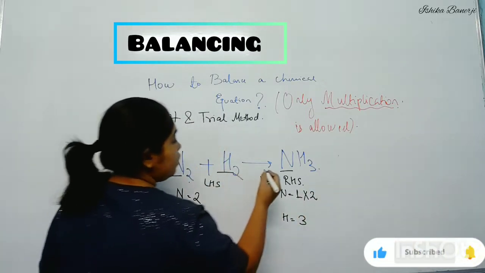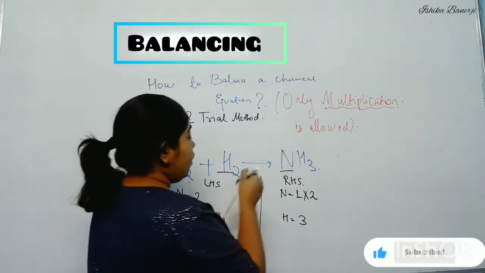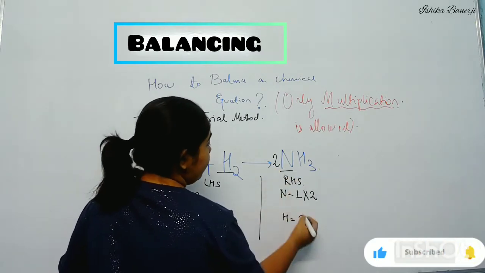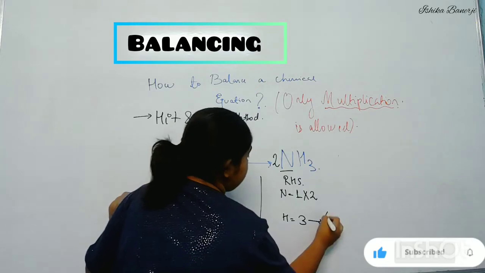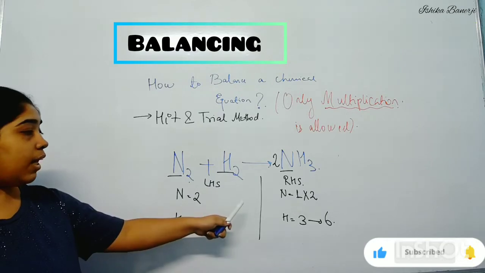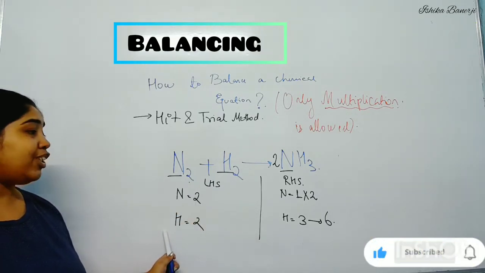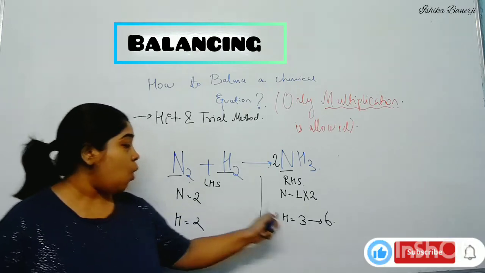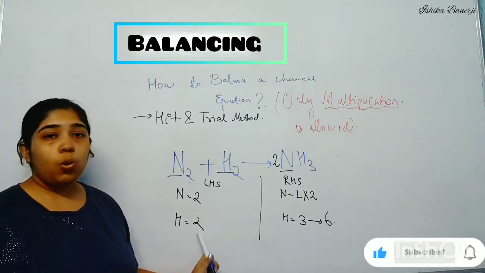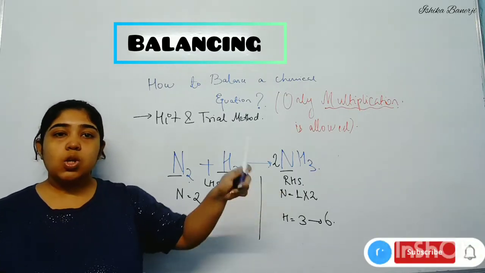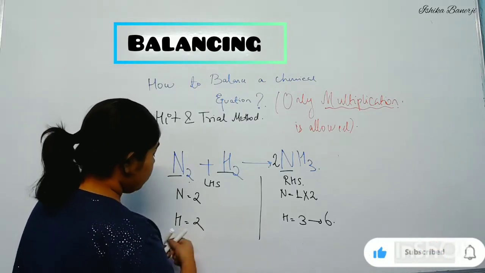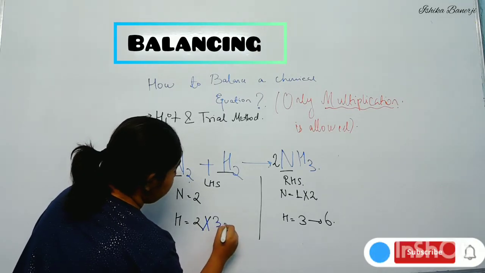So when I multiply this with 2, students, you can see that here also I have to multiply with 2. Yes or no? So when I multiply here with 2, 3 becomes 6. Correct? It is becoming 6. So N is balanced, but now H is not balanced. H here is 6 now. What should I multiply 2 with so that it becomes 6? 2 ones are 2, 2 twos are 4, 2 threes are 6. So I will multiply 2 with 3 to make it 6.